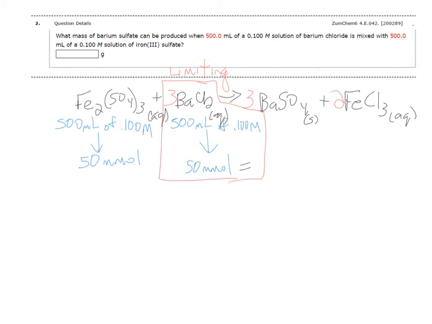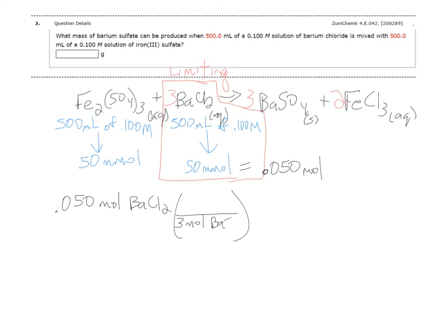Okay, 50 millimoles is the same as, if we convert that back into moles, 0.05 moles. So we're going to do a little stoichiometry. The problem asks us to find the mass of the precipitate barium sulfate that is formed. So we're going to convert from barium chloride to barium sulfate. Notice that the coefficient for both of those species is 3. There's a 3 coefficient for barium chloride, shown here, and a 3 coefficient for barium sulfate, shown here.